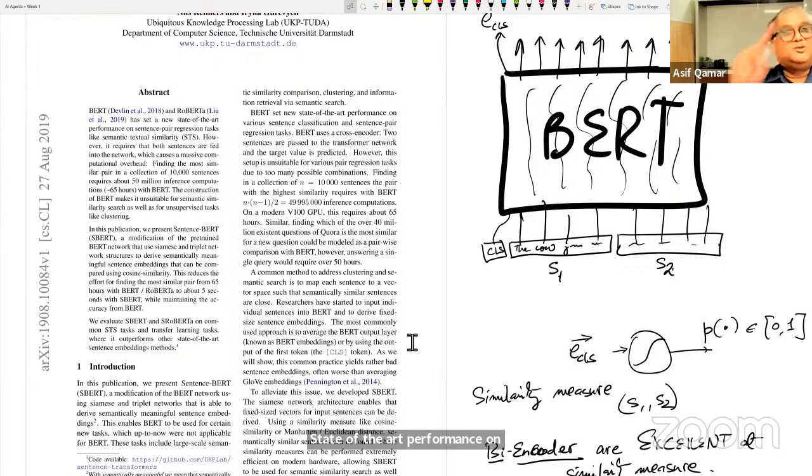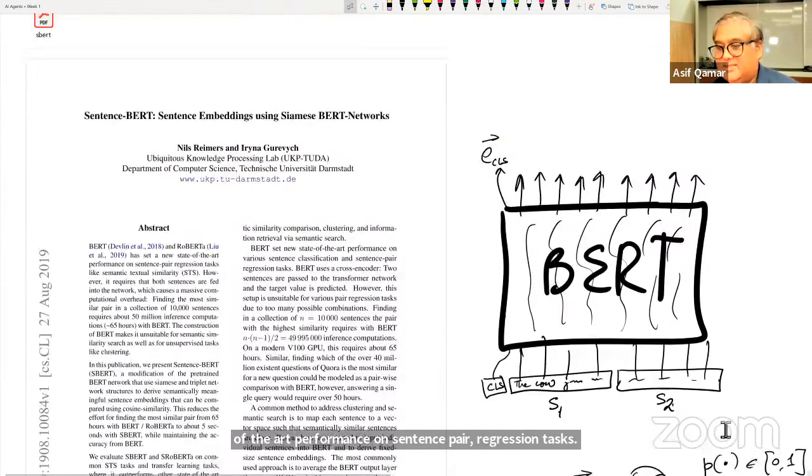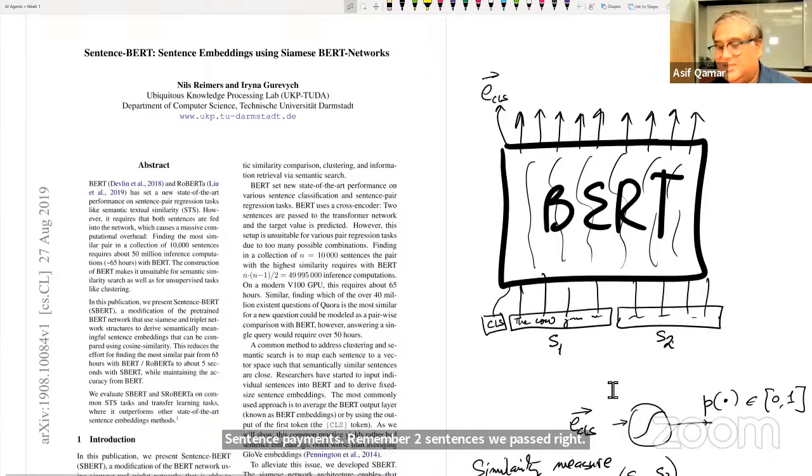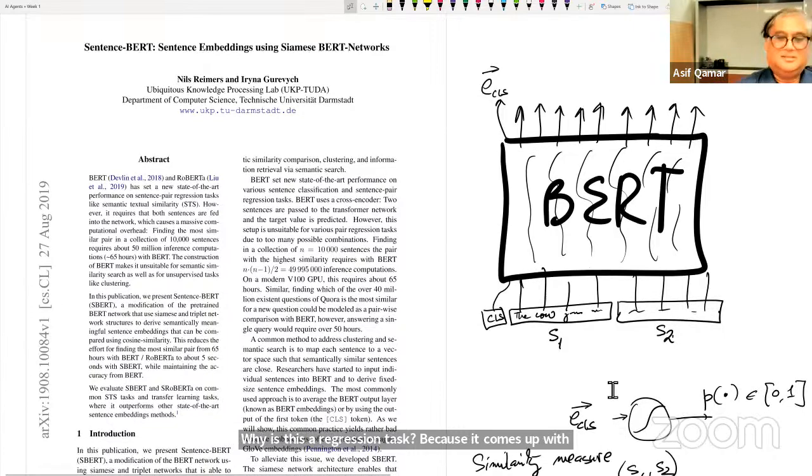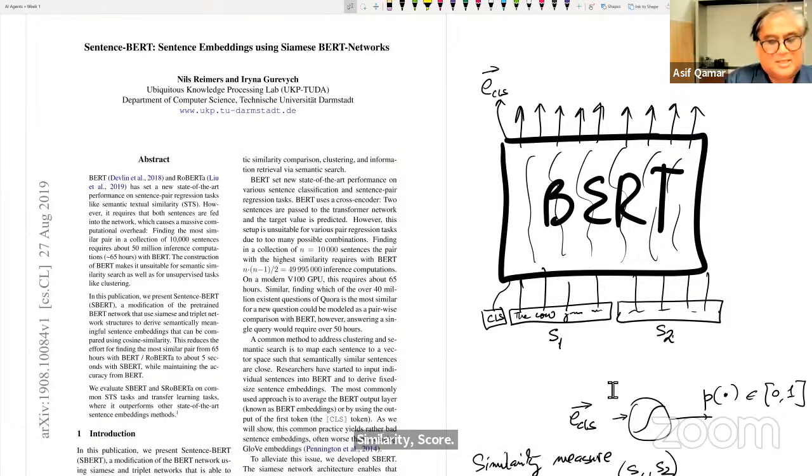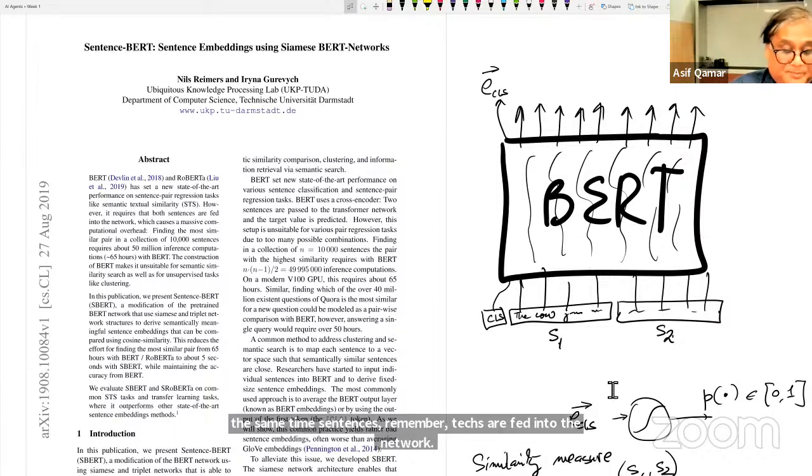Sentence pair means, remember, two sentences we passed, right? Why is this a regression task? Because it comes up with a similarity score, right? Like semantic text similarity. However, it requires that both sentences are fed into the network at the same time. Texts are fed into the network, which causes a massive computational overhead.